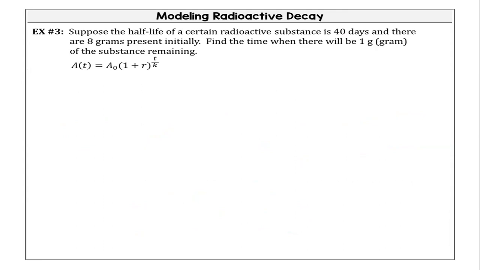All right, our next model we have here is a decay model, a radioactive decay model. And it says, suppose the half-life of a certain radioactive substance is 40 days. And there are 8 grams present initially. Find the time when there will be 1 gram of substance remaining.